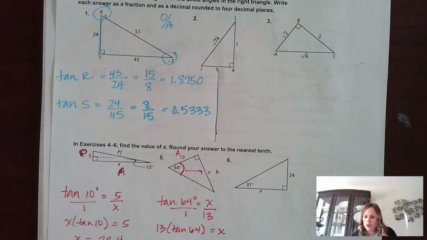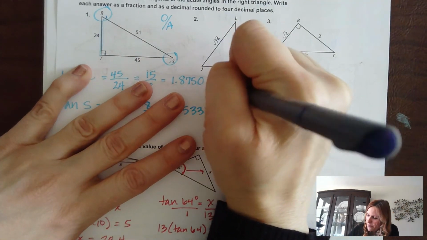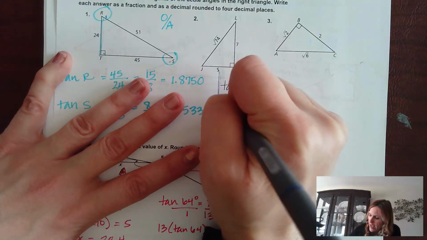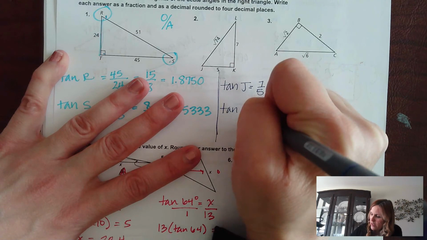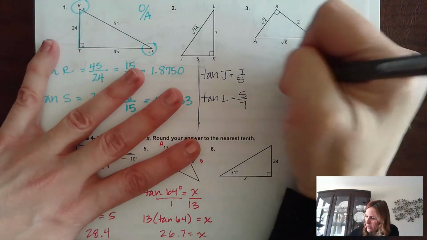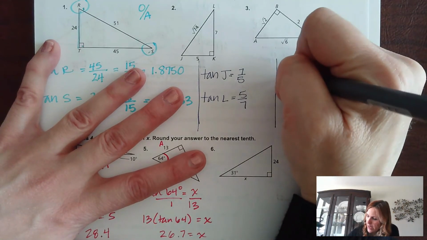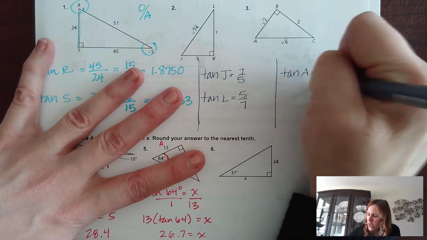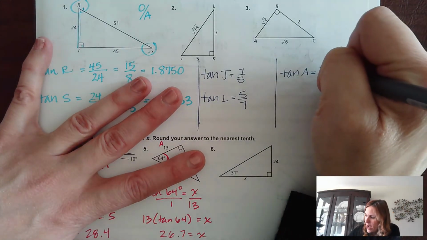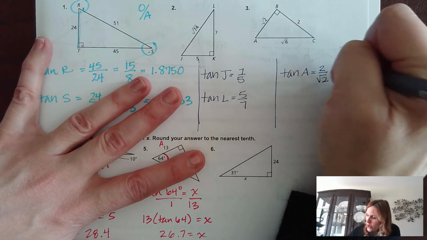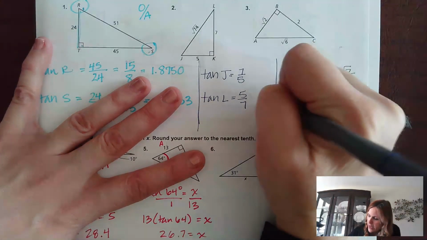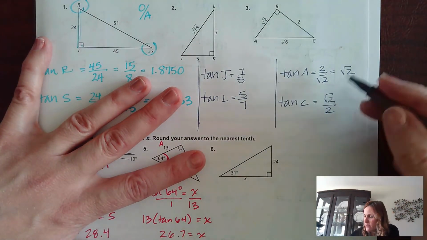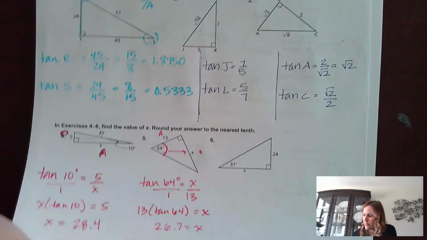All right, so for number 2, I got tangent of J to equal 7/5, and then tangent of L to equal 5/7. So you can do the decimals on there if you want, it doesn't really matter. On this one, I got tangent of A to equal 2/√2, but we need to rationalize that. If I rationalized it, I got it to equal √2. And then I got tangent of C to equal √2/2. So please leave those as fractions. That's why I like to leave them as fractions better.